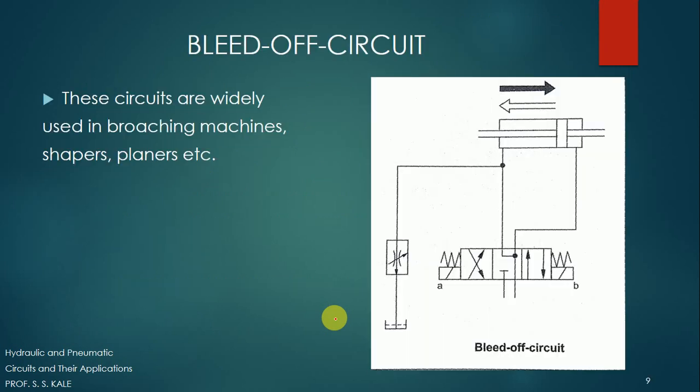Now, the bleed off circuit. In a meter in circuit we have seen that the velocity of the piston is controlled by the fluid which is going inside, whereas in a meter out circuit the velocity of the piston is controlled by the fluid which is going out from the cylinder. In this particular case we are not going to consider the fluid going inside or outside, but we are going to bleed off the fluid which is coming from a pump.